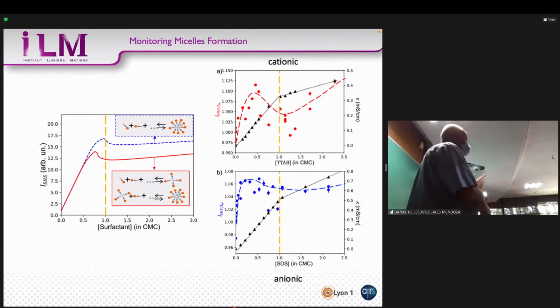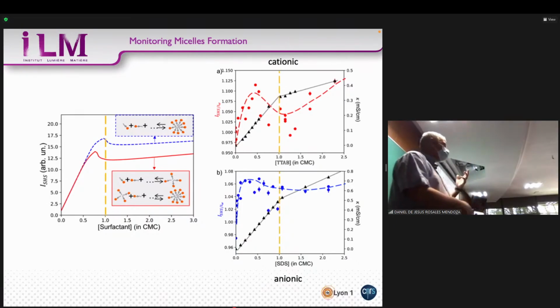But when you reach the critical micelle concentration, you form an equilibrium with micelles, and the response from a micelle is different from that of a dispersed molecule. And you can pick that up. This is the experiment where you have the increase, then the drop. There is noise because it's a very tiny cross-section. And here, this is for the anionic one. So you can use second harmonic scattering to pick up micelle formation.